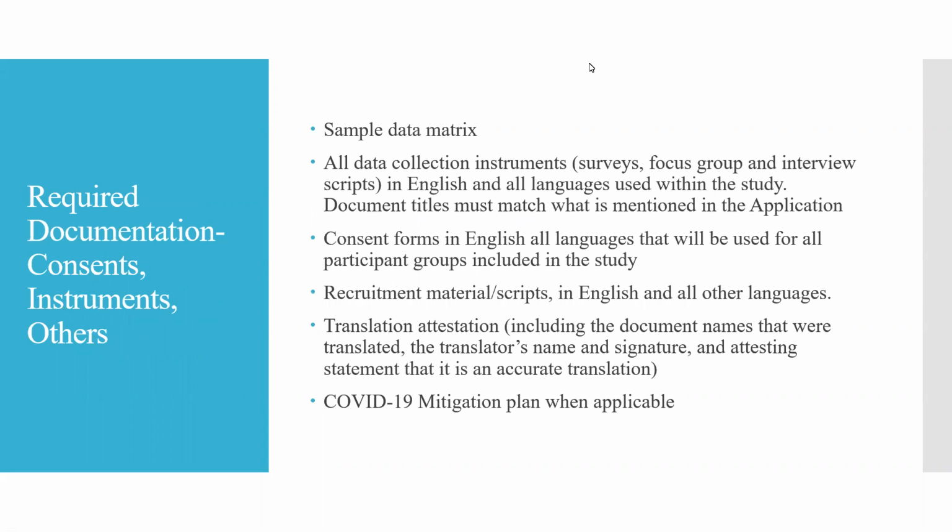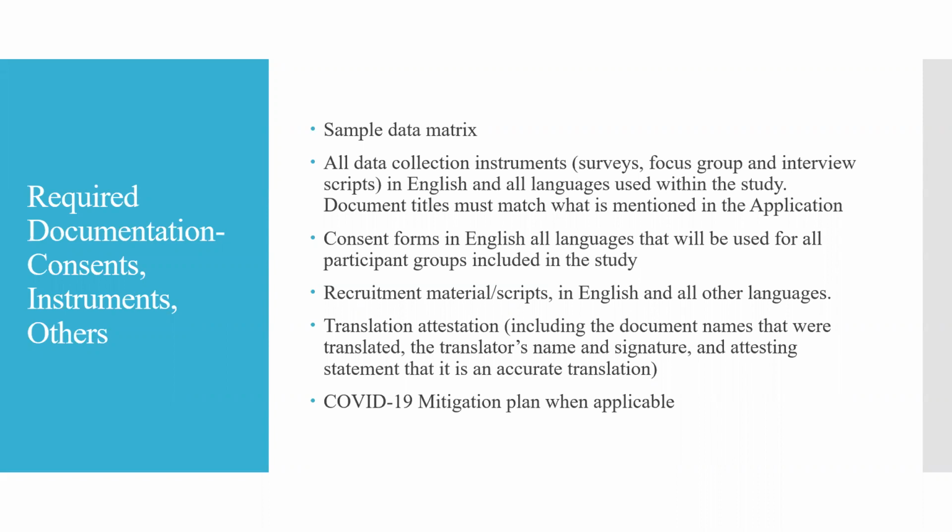Some other required documentation that we're looking for in these international studies would be a sample data matrix. This is typically seen either in a Word format or an Excel sheet that kind of lays out the points of data that you're going to be collecting. We also are looking for data collection instruments. These are your surveys, focus group, and interview scripts. We need these in English as well as any other language that's going to be included in your study submission. Document titles will need to match what is mentioned in your application for easy reference for your review team.